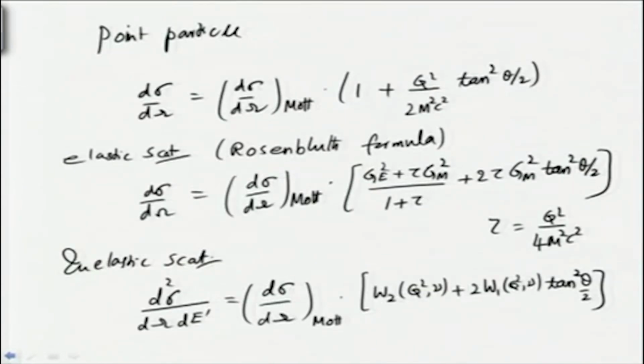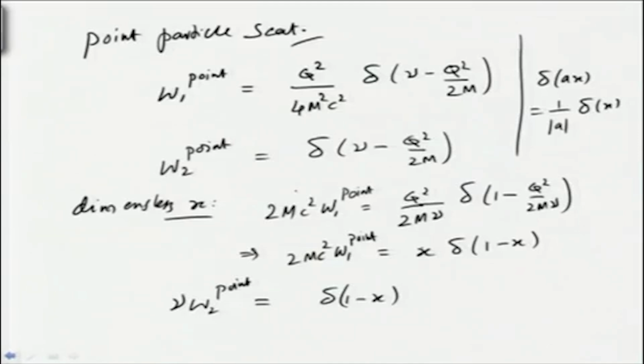Why are we doing this exercise? What we are saying is that if you look at this inelastic scattering expression, d square sigma over d omega d e prime, in terms of W1 and W2, the structure functions, and the Mott scattering, then we see that if the particle that it scatters on is a point particle, there will be no Q square dependence in the structure function. It depends only on the dimensionless quantity x.